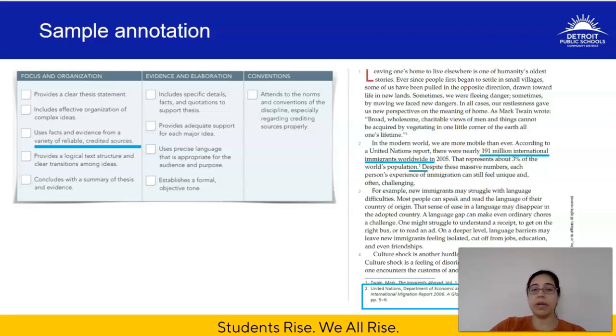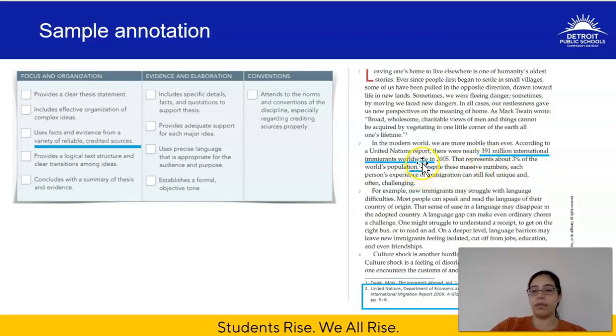As I was reading the characteristics of informative text, I noticed that one characteristic is that the author would use facts and evidence from a variety of reliable, accredited sources. And as I was reading the launch text, Home Away from Home, I noticed that there were some footnotes in the margin. One that stood out to me was this statistic about the number of international immigrants worldwide in 2005. So I underlined that, and I also underlined the footnote here.